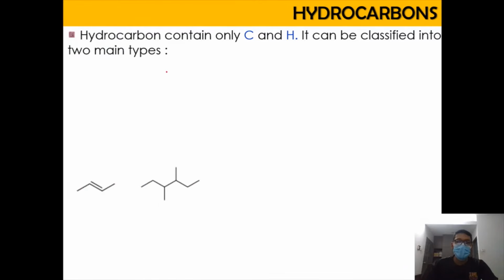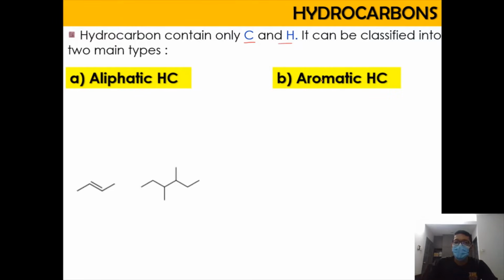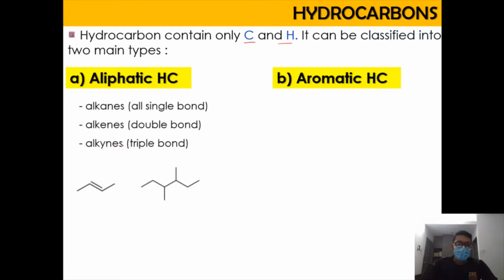Hydrocarbons basically contain only carbon and hydrogen atoms. Hydrocarbon can be classified into two main types, which are aliphatic hydrocarbon, and the aromatic hydrocarbon. Aliphatic contains alkanes, alkenes, and alkynes, where alkanes have all single bonds, alkenes will have double bonds, and alkynes will have triple bonds. Cycloalkanes will also be considered as aliphatic hydrocarbons.